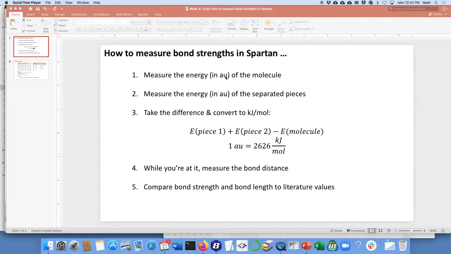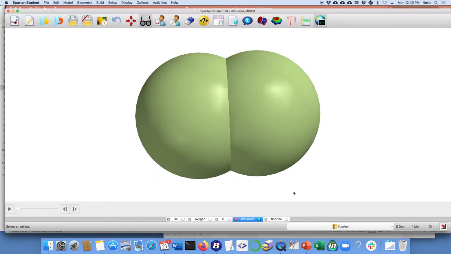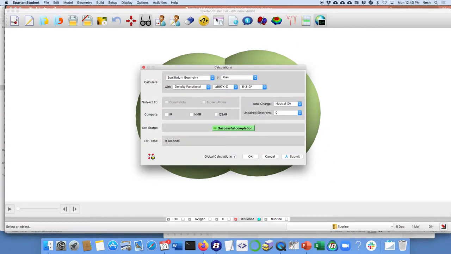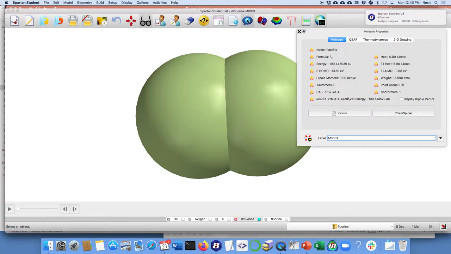So let's go to this first part, the energy of the molecule. I'm going to go to Spartan now. Let's say the molecule we're interested in is F2. So there it is. Now, what you would do as normal is you'd go here. Since it's a molecule, we're going to choose equilibrium geometry. Everything else I'll take as default, and you'd submit it. In my case, it's already been done. So then what you want to do is go to this information bar, and here's the critical number, the energy of that molecule in atomic units.